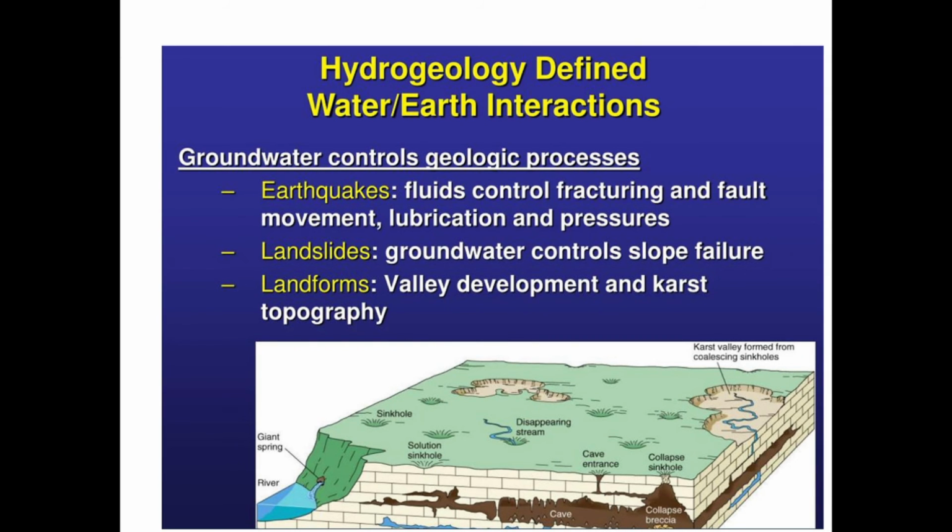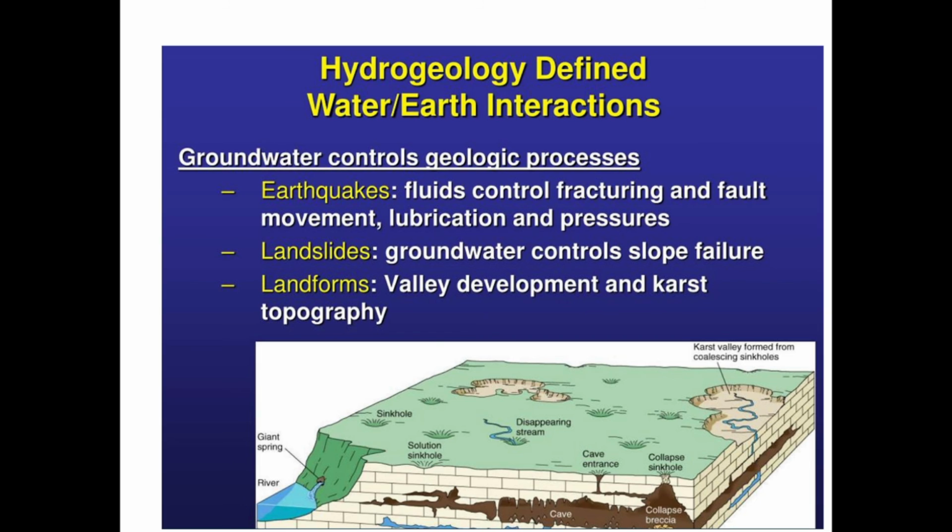Then how it controls the geological processes such as earthquake, landslides, landforms, etc. So the fluids control fracturing and fault movement, lubrication, and pressures. We know fault movement is one of the causes for the occurrence of earthquake. So these fluids control the fracturing and fault movement. Fault movement means there occur some cracks in the rocks. So in those fractures, the fluids take the control.